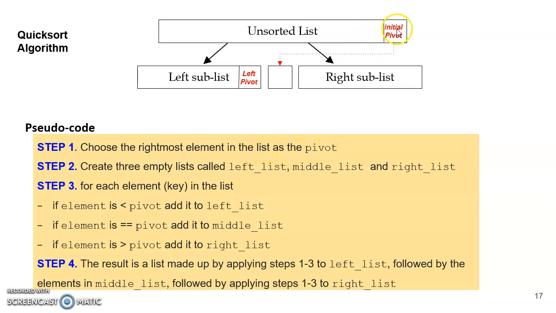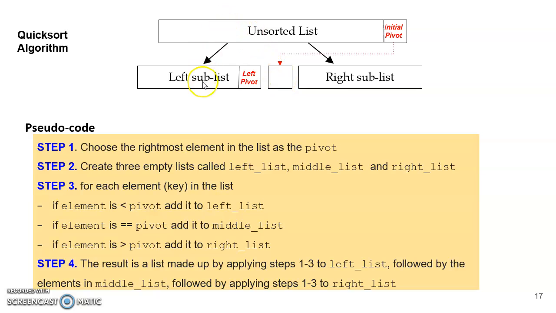So you always choose the rightmost element, and that's got by doing your length of list -1 in the list indexing. So you get your pivot, and then what you do is you create, maybe you should have created your 3 empty lists first, called left list, middle list, and right list. And then you're going to do a check. You're basically going to compare each element in the list against the pivot.